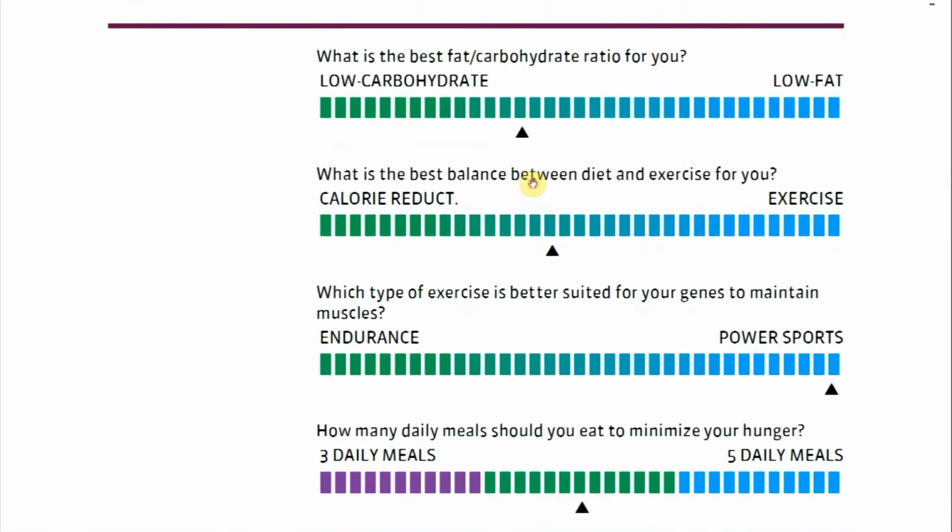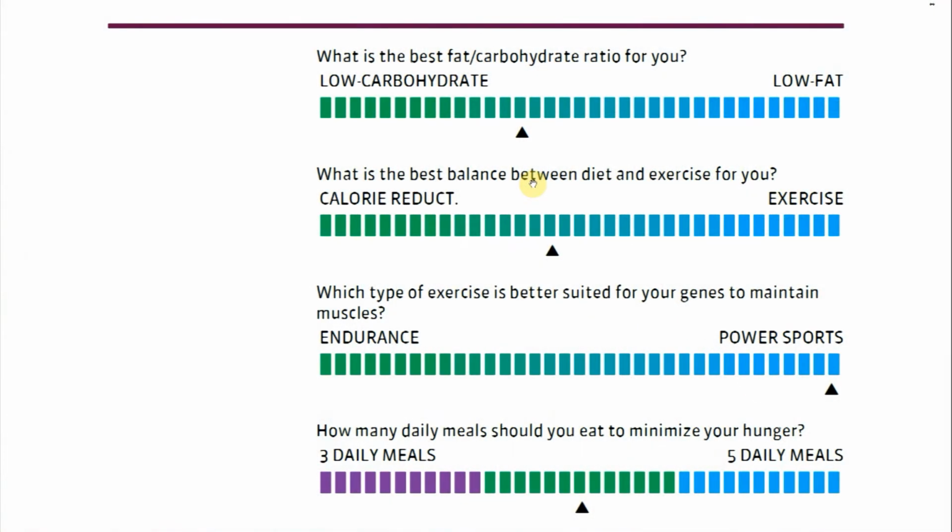Now the first question is, what is the best fat to carbohydrate ratio for you? If you're fat sensitive and carbohydrate insensitive, it means you should eat less fat and more carbohydrates, which is okay, because there might be a lot of things with carbohydrates that you like, so you can eat more of those, and you just have to eat less of the fatty stuff that you like. If it's the other way around, fat insensitive and carbohydrate sensitive, you reverse the thing that you eat. So you always eat less of the things that are causing a problem for you based on your genetics, and you eat more of the ones that are not causing problems.